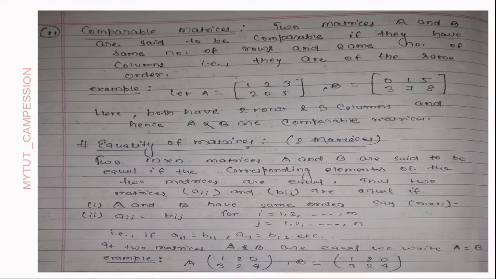Two matrices A and B are said to be comparable if they have the same number of rows and the same number of columns. We compare two matrices only when both have the same number of rows and columns, that is, they are of the same order. If matrix A is 2 cross 2, then matrix B is also 2 cross 2. Then we can compare which matrix is greater or smaller or something else. Okay.